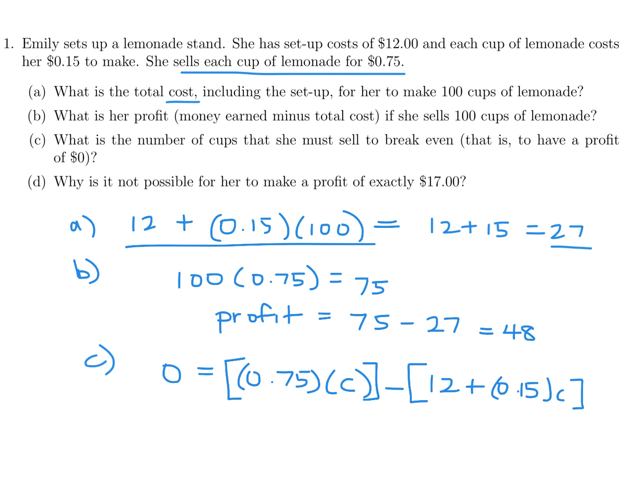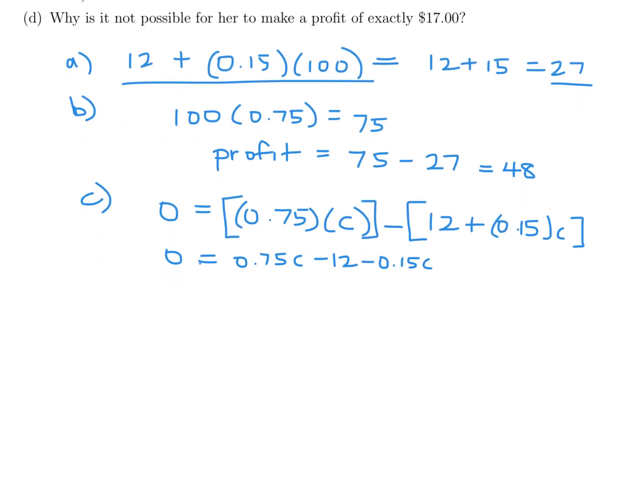All right, so then you just solve for this. So this is 0.75C minus 12 minus 0.15C. Move this up a little bit. And that looks like it's going to be 12 equal to 0.60C, and therefore C is going to be 20. So 20 cups of lemonade is the answer.